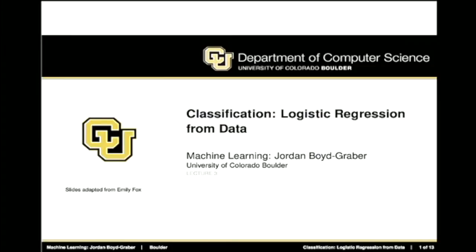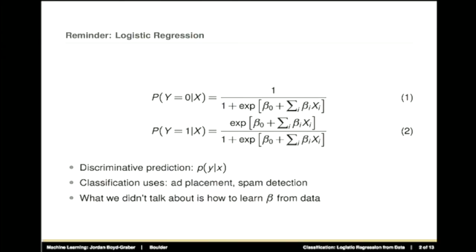Today we're going to talk about logistic regression, in particular how we can go from data to the logistic regression weights that define a classifier. Just to refresh your memory, in logistic regression we have these formulas for the probability of the negative class and the probability of the positive class. And this is an example of discriminative prediction because we're only basing our answer on the data itself.